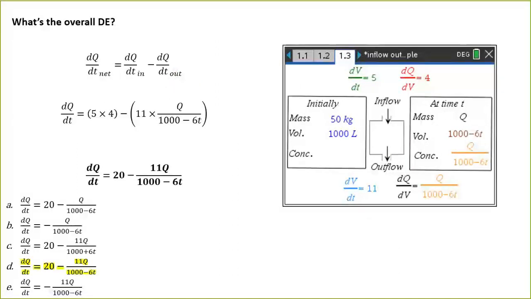And now our final job is to determine this differential equation. So we saw before we have the net change in the amounts was the amount that's coming in minus the amount that's coming out, or the rate that's coming in minus the rate that's coming out. So by using this setup, what we can do really cleanly is to multiply our two inflow quantities. So 5 times 4 will give us 20. And then we can multiply our two outflow quantities, 11 times Q over 1,000 minus 6t. And in doing so, we see that this corresponds to option D of our multi-choice.